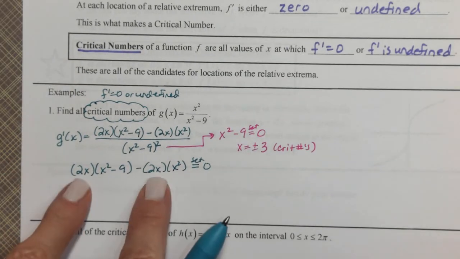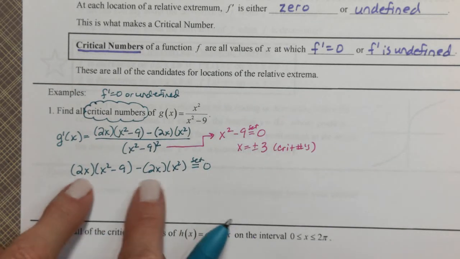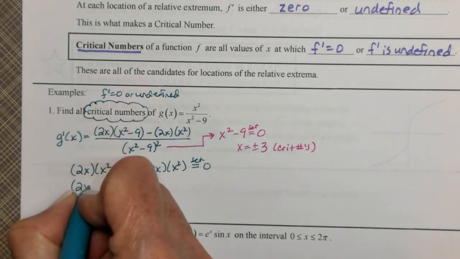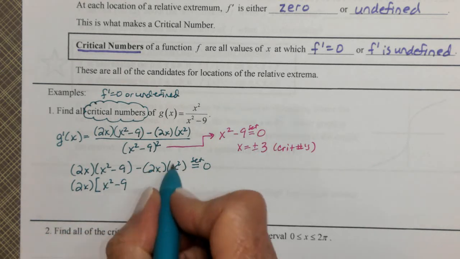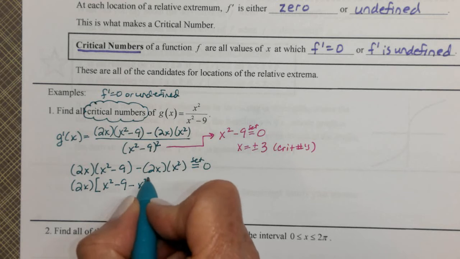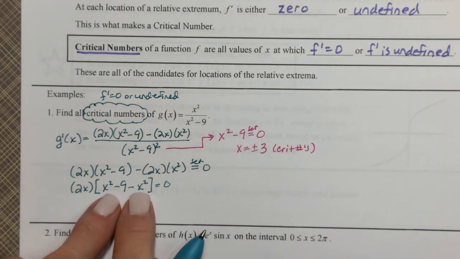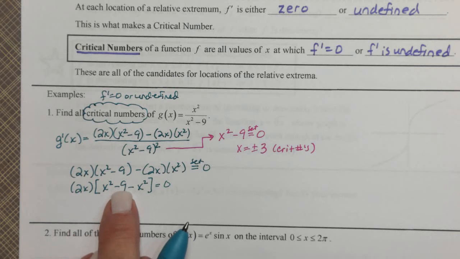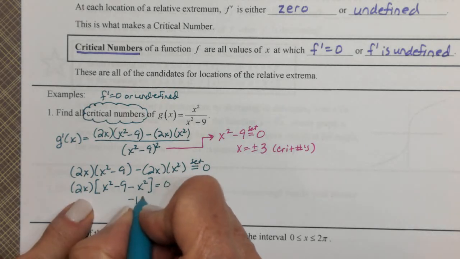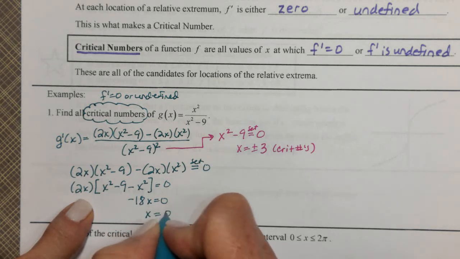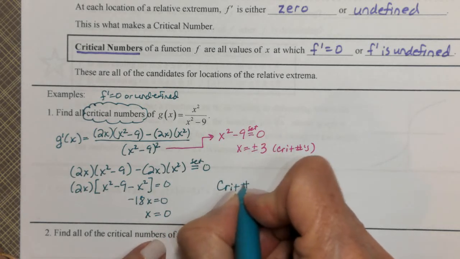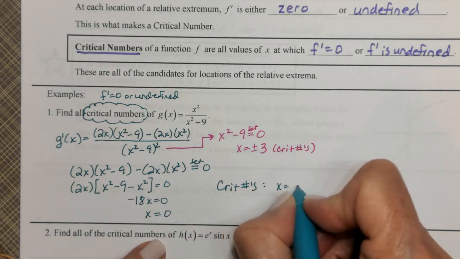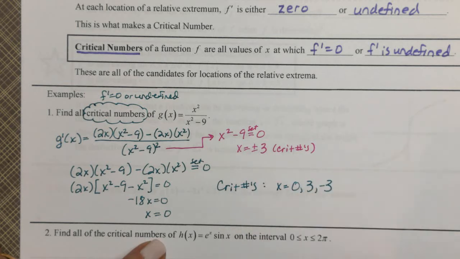Okay, I notice that I have a 2x in common in these two factors, so I am going to factor out a 2x. I'm left with x squared minus 9 from that term, and I'm left with a negative x squared from that term. That worked out really nicely because my x squareds cancel out. I have negative 9 times 2x, that's negative 18x, equal to 0, so x must be 0. So I have three critical numbers: x is equal to 0, 3, and negative 3. Those are my critical numbers.